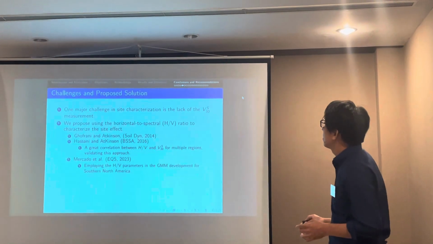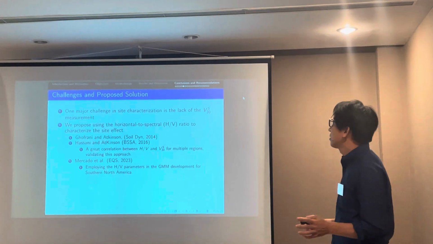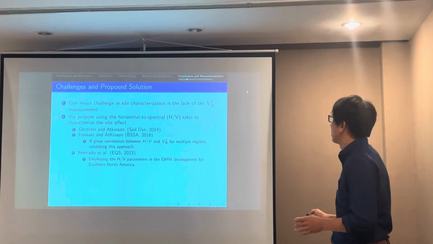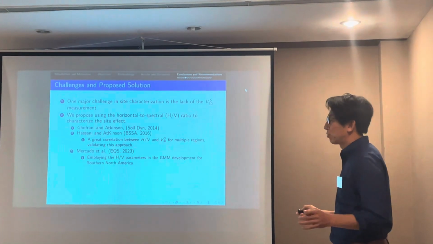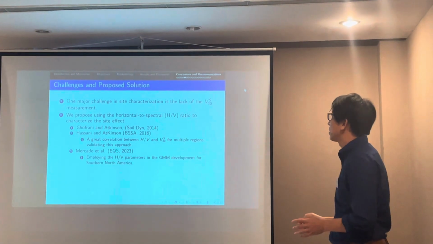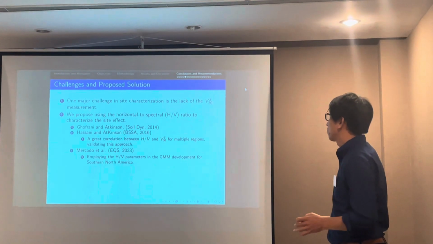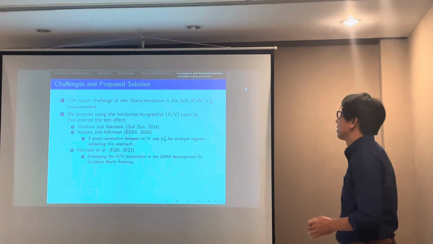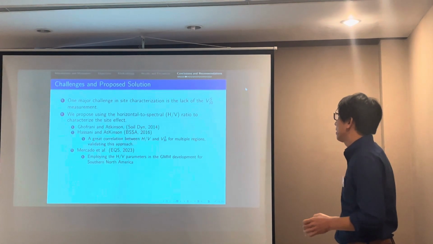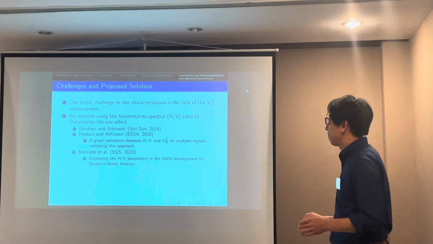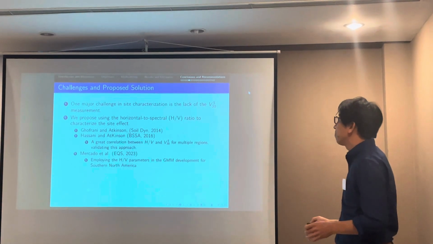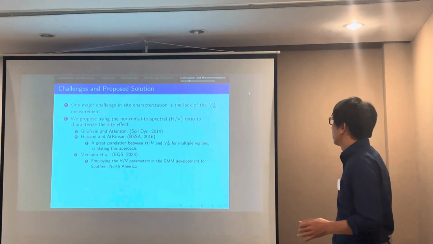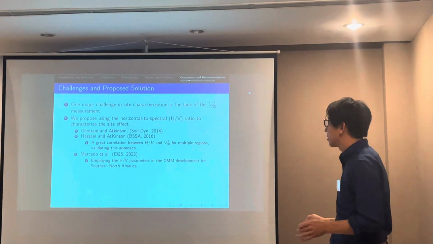So, the challenges and proposed solution. One major challenge in site characterization is the lack of VS30 measurements. To address this issue, we propose using the horizontal-to-vertical spectral ratio to characterize the site effect. Previous studies, such as Hassani and others, have demonstrated a great correlation between the HVSR and VS30 for various regions, validating this approach.